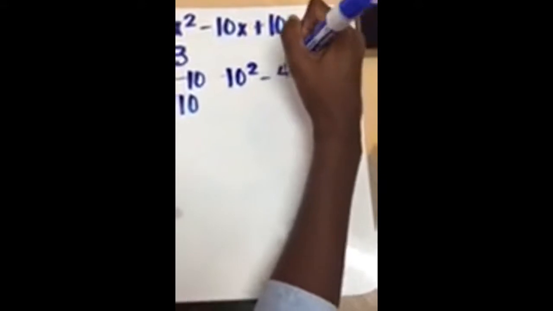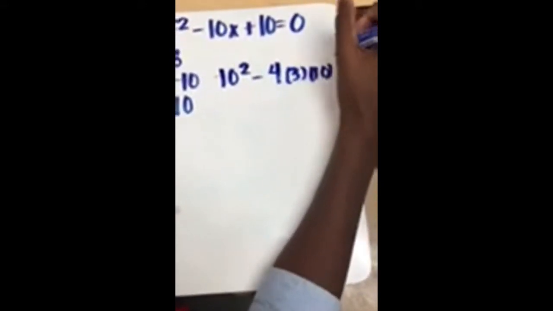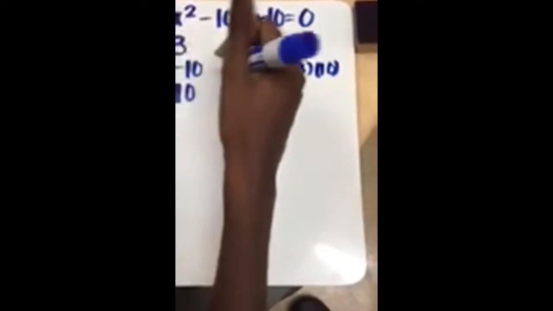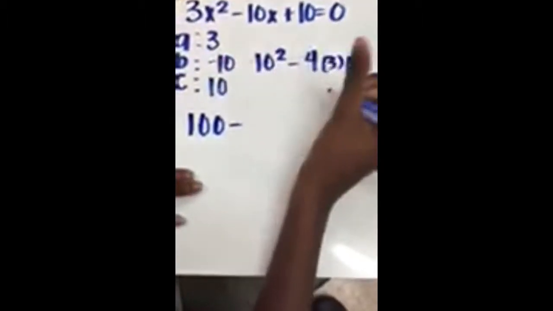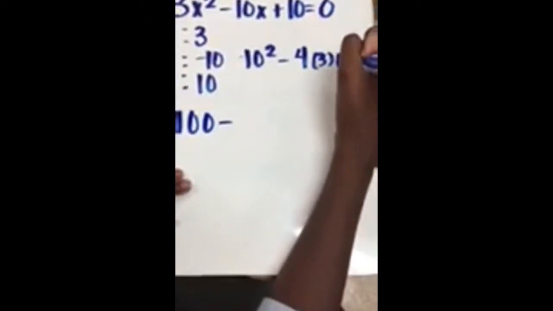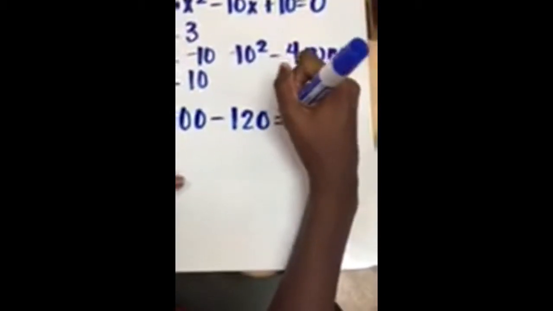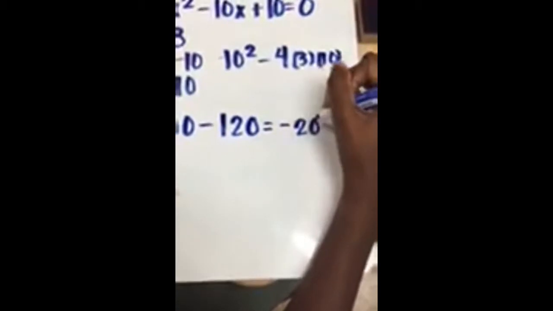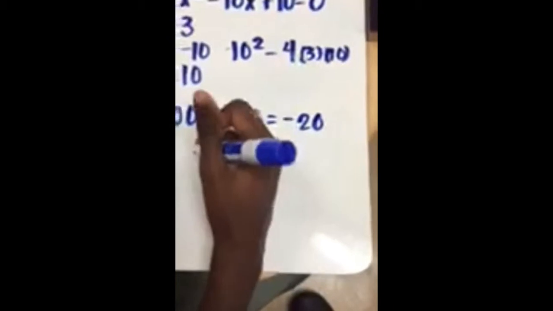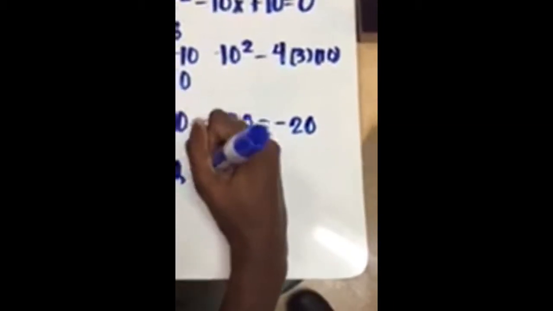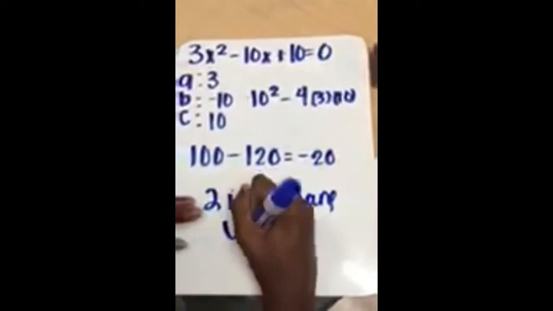So b squared will be negative 10 squared minus 4 times 3 times 10. Negative 10 squared will be 100 minus 3 times 10 is 30, times 4 is 120. 100 minus 120 will give you negative 20. Since it's a negative number, a negative answer will give you two imaginary solutions.